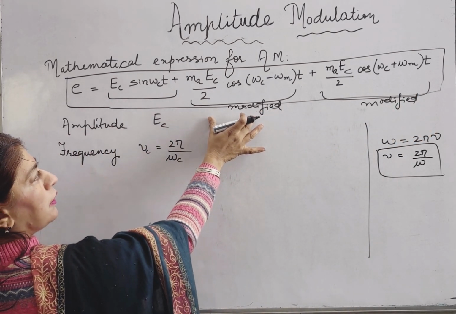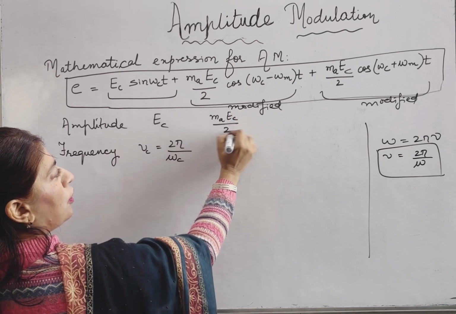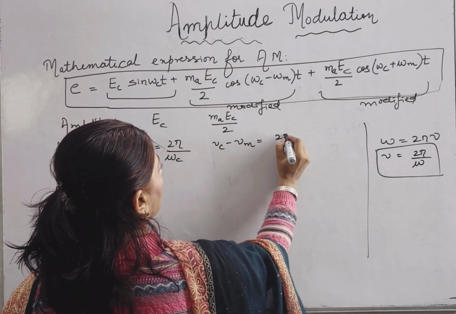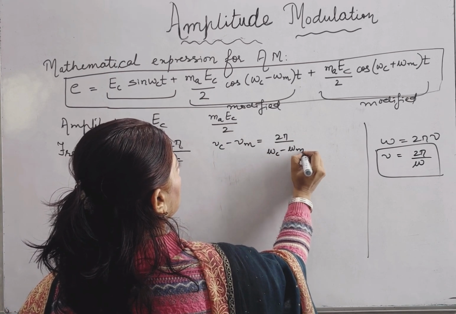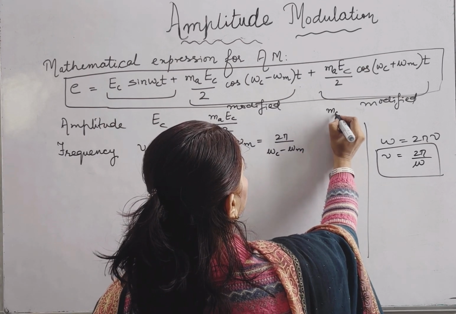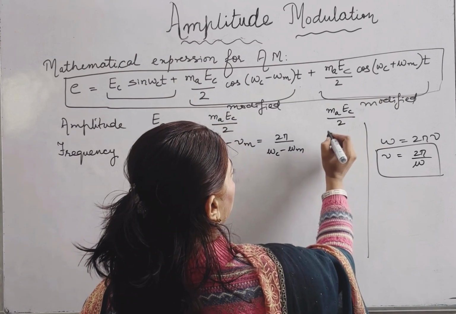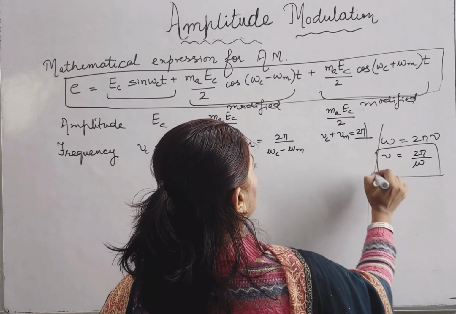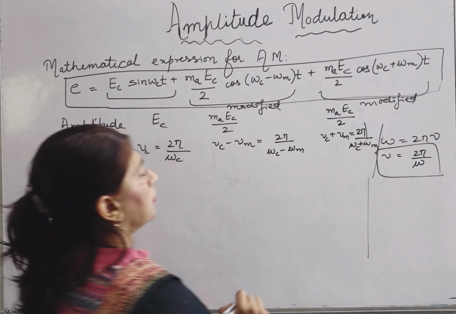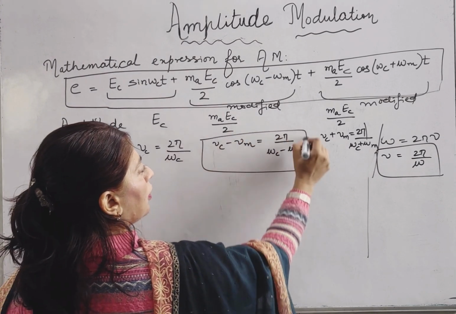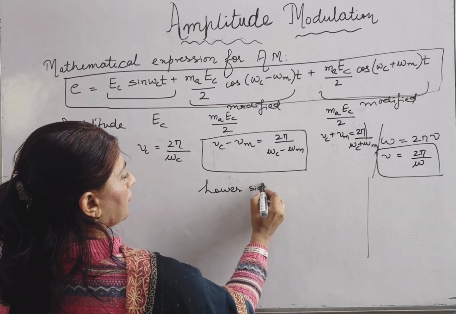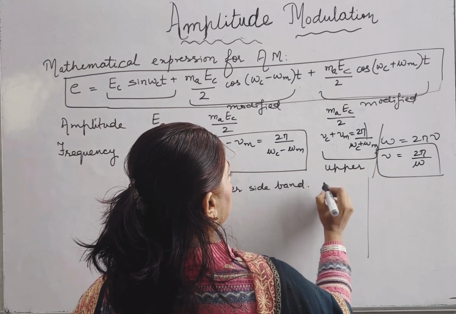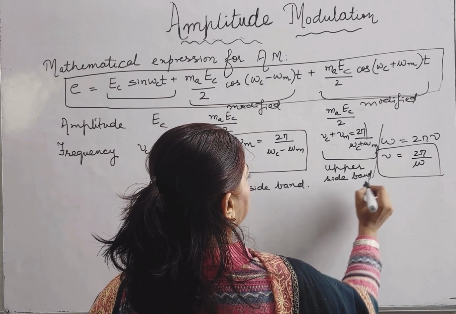Now for this waveform, the amplitude is MA EC by 2 and the frequency is nu C minus nu M. And for this one also, we have the same amplitude MA EC by 2 and the frequency will be given by nu C plus nu M. This is our lower side band frequency, and this is the upper side band frequency.